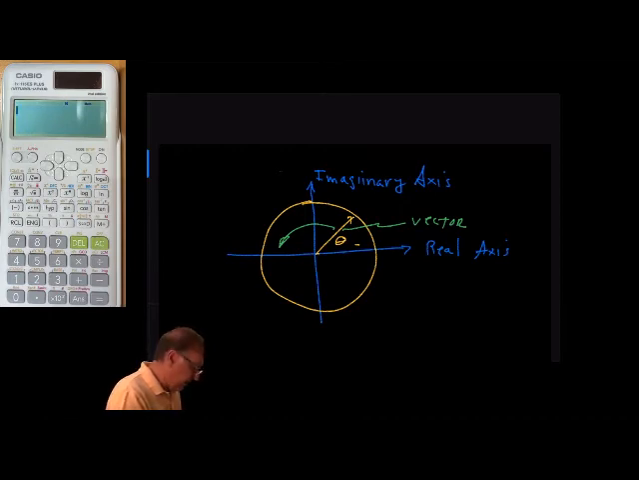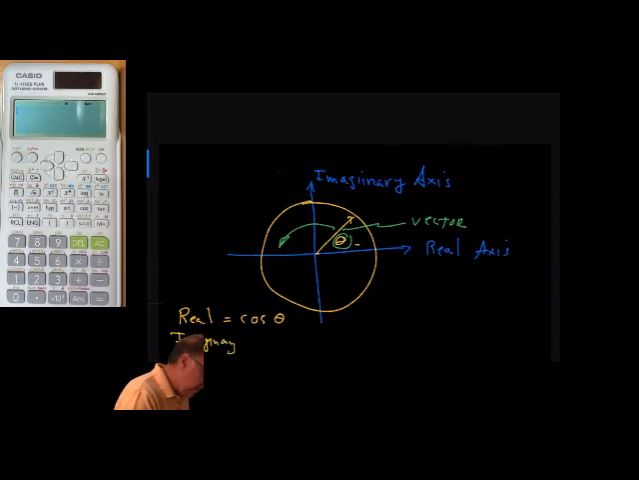So if we rotate the vector around the unit circle, we could talk about a real piece and an imaginary piece. We define theta as the angle between the rotating vector and the real axis. So then we could say that the real piece equals the cosine of theta, and the imaginary part equals the sine of theta.